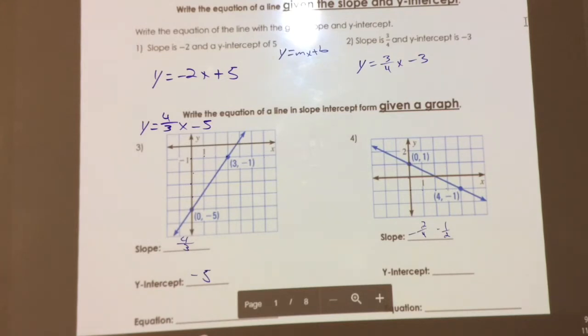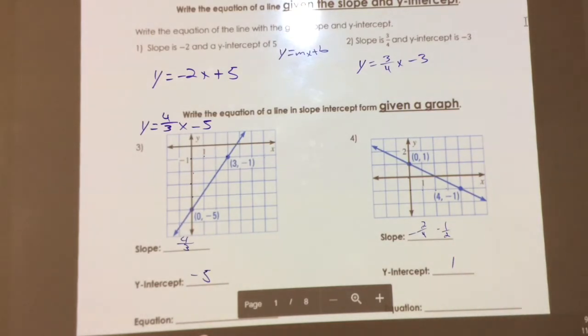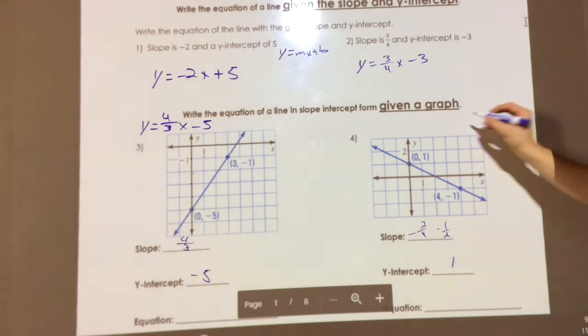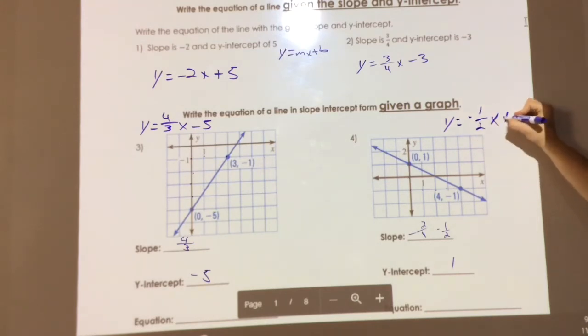What is my y-intercept on this one going to be? A positive 1. Yeah, positive 1. And then, Mariah, do you think you could tell me the equation for this one? Y equals negative 1/2 x plus 1. Let's go.